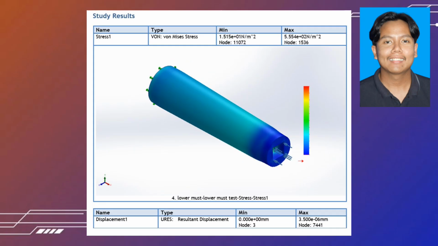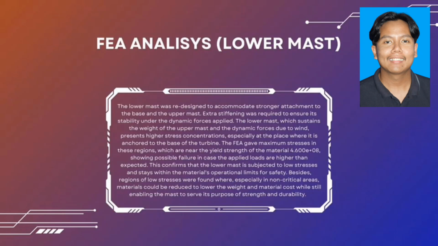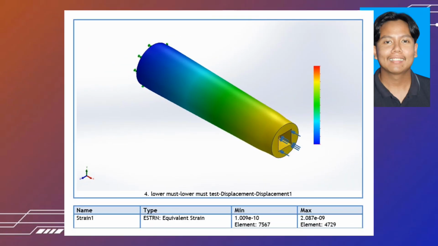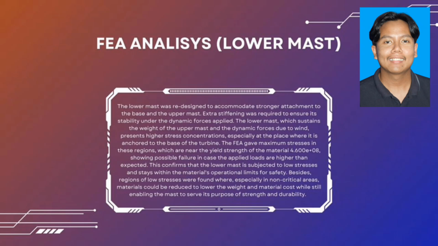FEA analysis. Lower mass. The lower mass was redesigned to accommodate a stronger attachment to the base and the upper mass. Extra stiffening was required to ensure its stability under the dynamic forces applied. The lower mass, which sustains the weight of the upper mass and the dynamic forces due to wind, presents higher stress concentrations, especially where it is anchored to the base of the turbine. The FEA gave maximum stresses in these regions near the yield strength of the material, 4.600E+08, showing possible failure in case the applied loads are higher than expected.